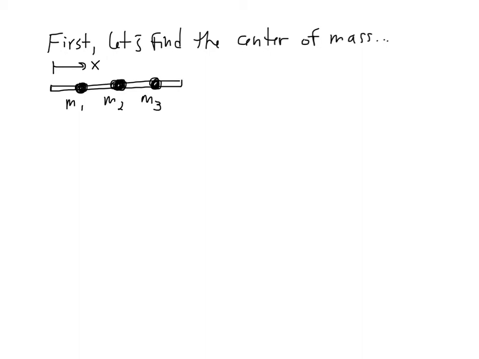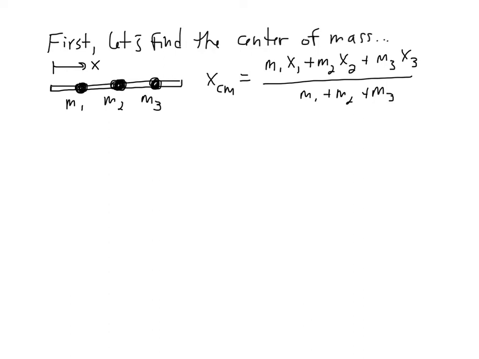It wouldn't move in the gravitational field. So it's some kind of average of the masses on the object, and I'll just give you the definition. It is the mass of 1 times the position of 1 plus the mass of 2 times the position of 2 plus the mass of 3 times the position of 3 divided by the total mass. So that's what I mean by an average. It's the positions weighted by the size of each mass divided by the total mass. So this represents some kind of weighted average, weighted by the masses that are on the bar.